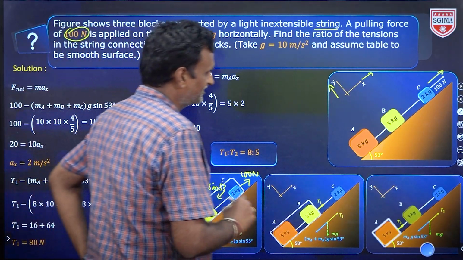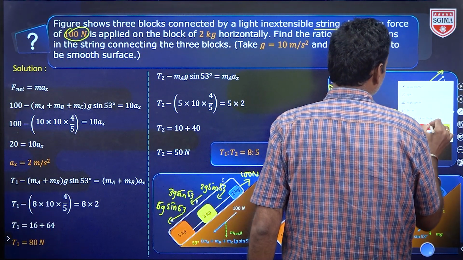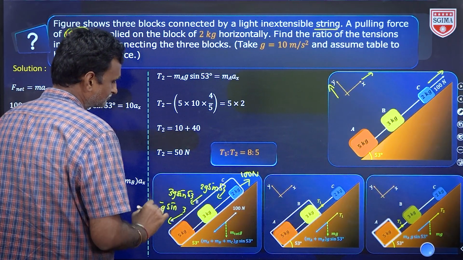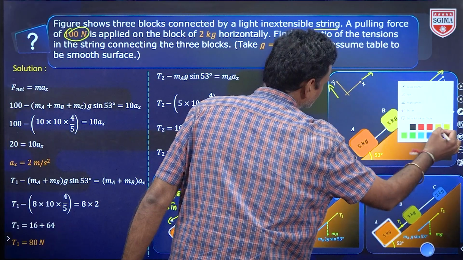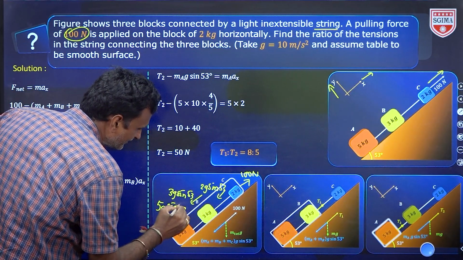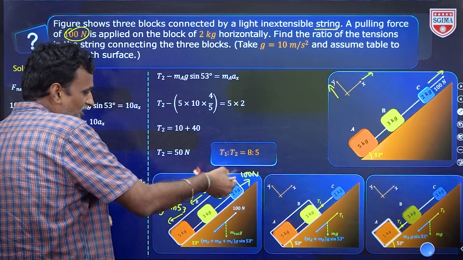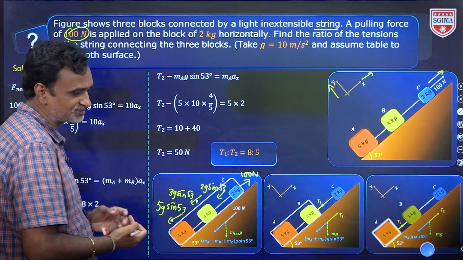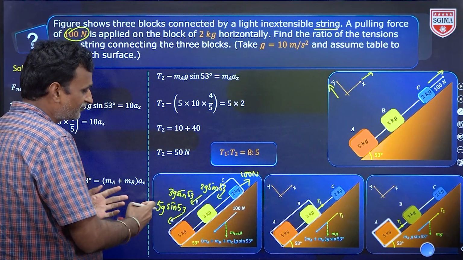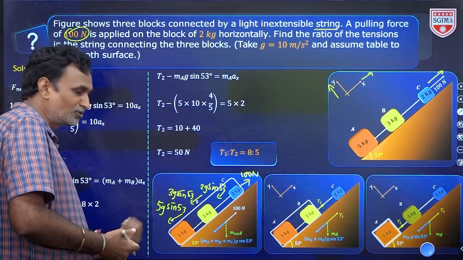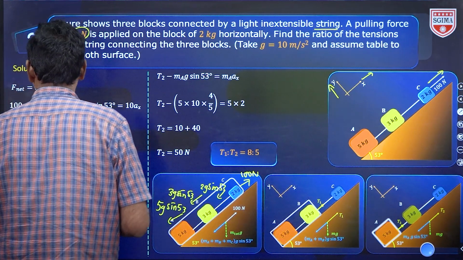So just we can see here, it is 5g and it is 53. So total downward force 5g, 3g, 2g, and every value is a component of sine only. So 5, 3, 2, 10g sine 53. It's downward. Okay? So you can check.